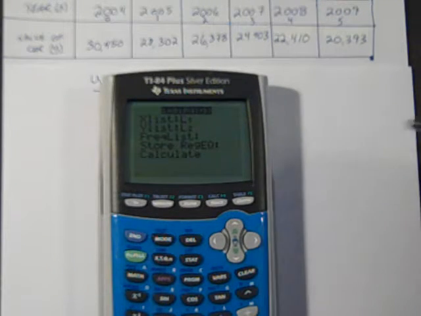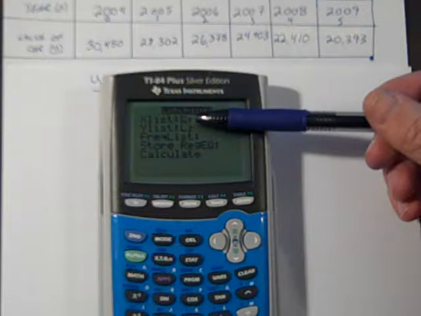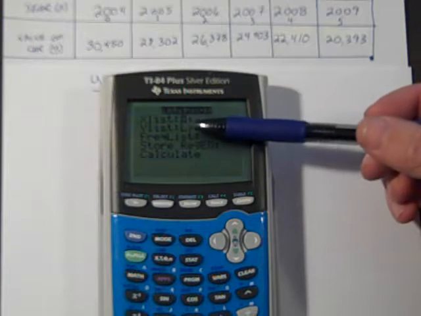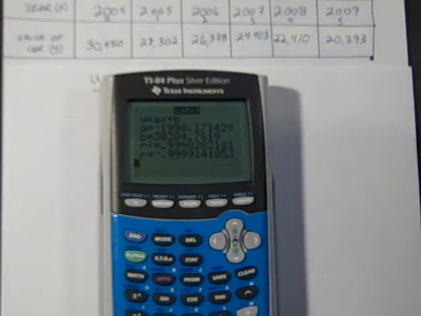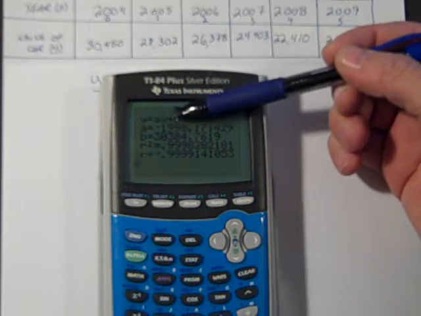And it says, okay, for our x's, we're going to use L1, and that's what I've got set up. Our y's, we're going to use L2. So yes, I want it to do all of that. Hit the calculate button here. I want it to calculate. It thinks for a second, and it gives me all of this. Y equals ax plus b.